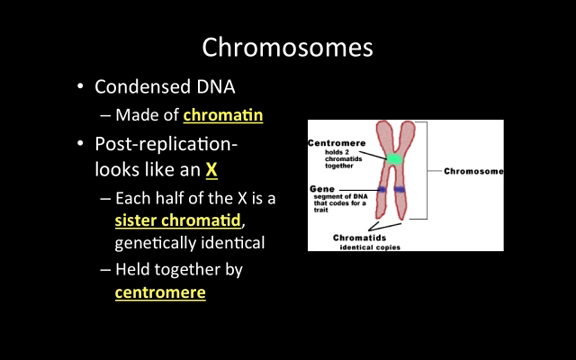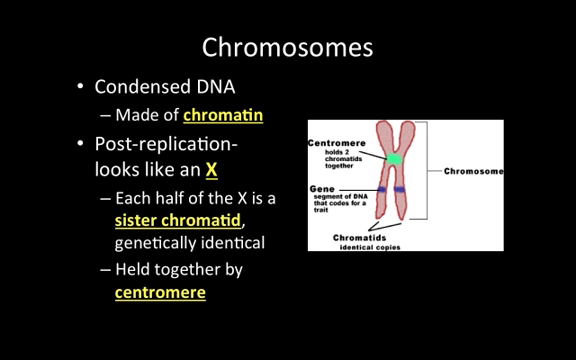So in order to understand this, we have to understand that DNA gets condensed in the process of mitosis, and they make what are called chromosomes. Chromosomes are just condensed DNA, and that condensed DNA is also known as chromatin. So chromosomes are made up of chromatin.